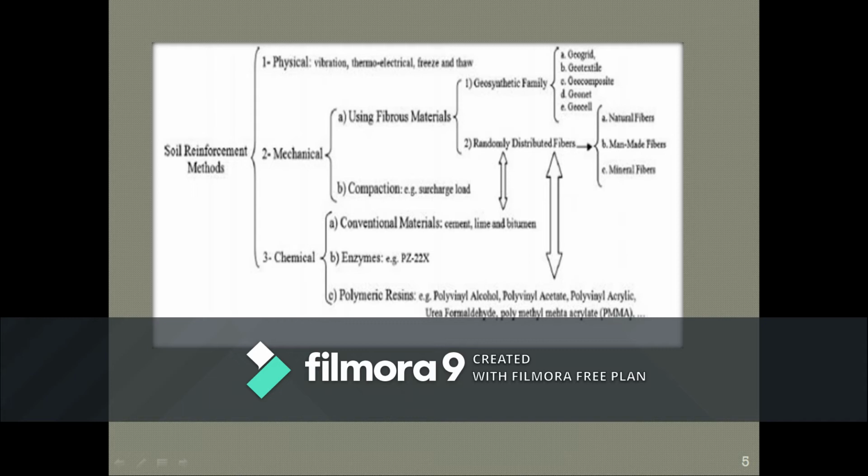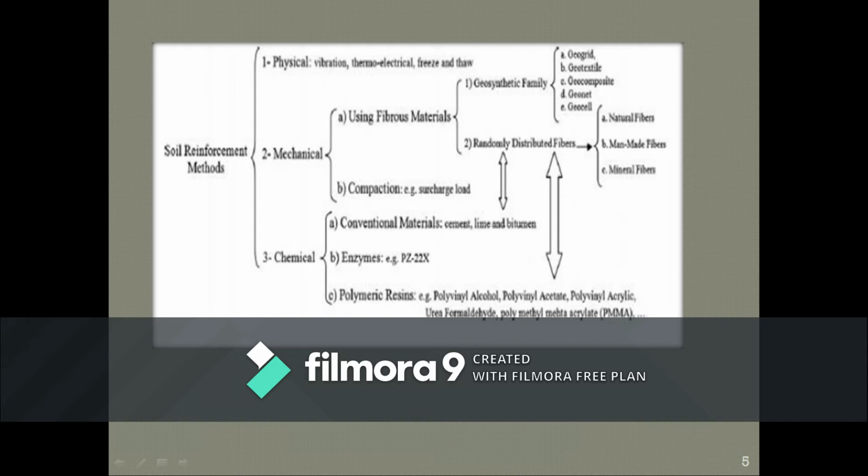Next one we have in chemical methods is enzymes. So we are using some enzymes in order to change the properties. And the next thing we have is polymeric resins. In polymeric resins, we have polyvinyl alcohol, polyvinyl acetate, acrylic and many other things such as urea formaldehyde and polymethyl methacrylate. All these are different resinous materials you are adding to the soil in order to change it. So all these methods come under your soil reinforcement methods.